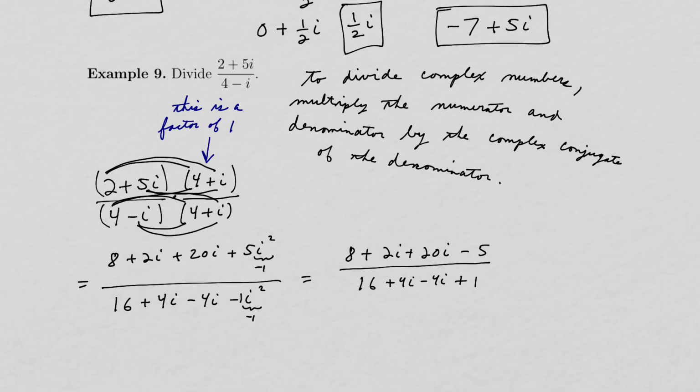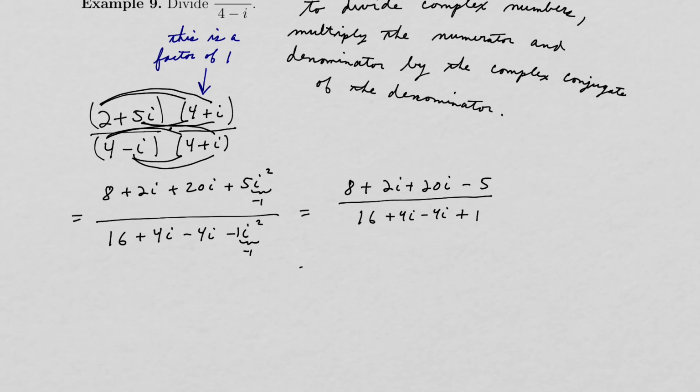So if I combine like terms now, in the numerator I can combine the real part. So 8 minus 5 is going to be 3. And then the imaginary parts, 2i plus 20i is 22i. In the denominator, notice there's no more i's. The 4i and negative 4i are gone, and I just have 16 plus 1, which is 17.